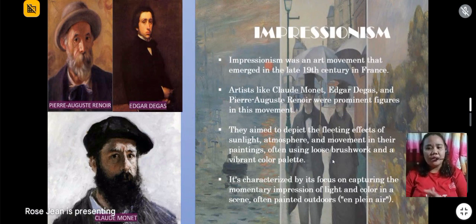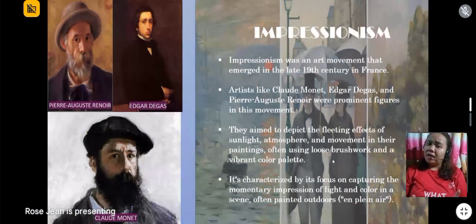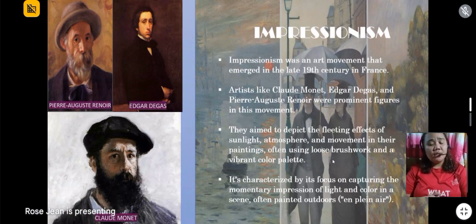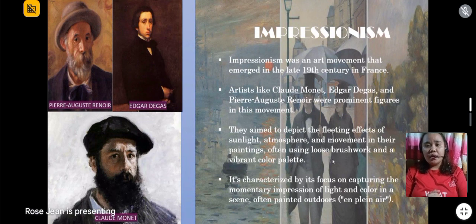Impressionist painters often worked outdoors, or in French, they call it en plein air, or in English translation, it is the open air, to capture the changing qualities of natural light and its impact on landscape. This approach allowed them to create works with a sense of immediacy and spontaneity, as they sought to capture the essence of a scene rather than its exact details.